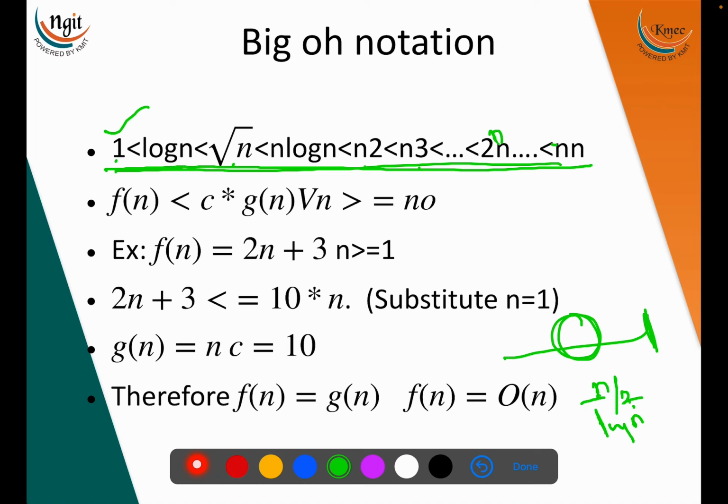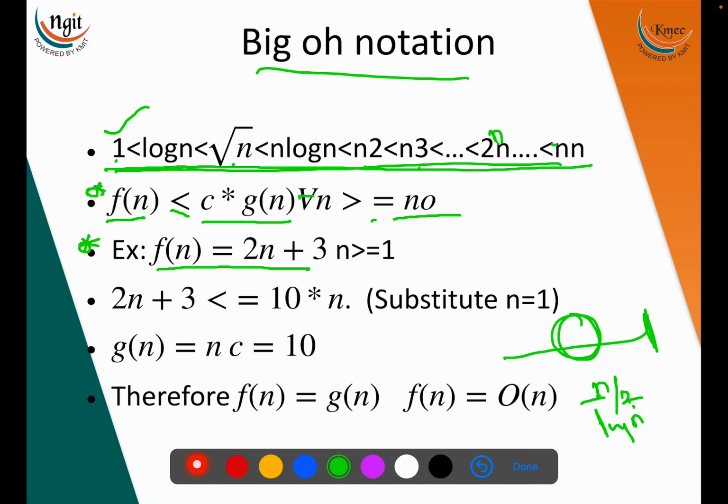Now the formula for big O notation is what? f(n) less than or equal to C into g(n) for all n greater than or equal to n0. Now let's see an example. The most important thing is the example. f(n) is equal to 2n + 3. Fine. Now, f(n) is 2n + 3.